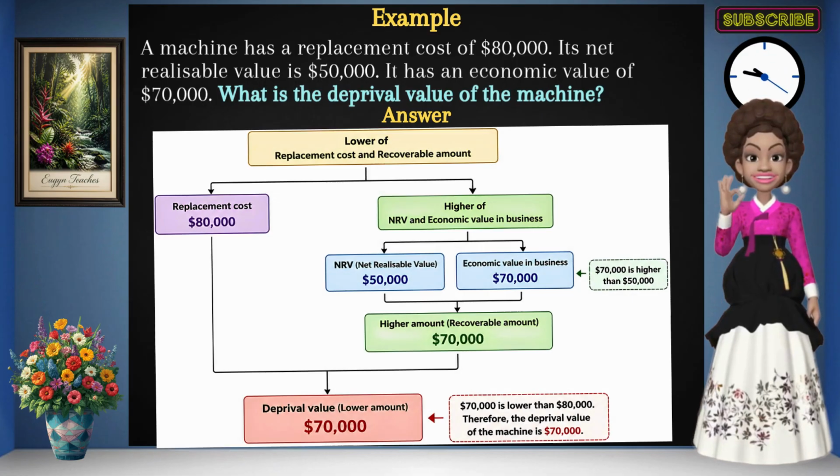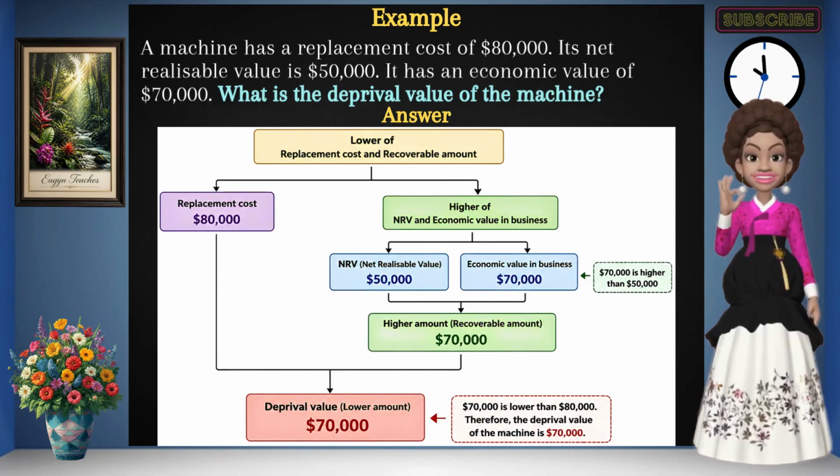Answer. The recoverable amount is the higher of the net realizable value, $50,000, and the economic value, $70,000, which is $70,000. The deprival value is the lower of the replacement cost, $80,000, and the recoverable amount, $70,000, which is $70,000. Therefore, the deprival value of the machine is $70,000.